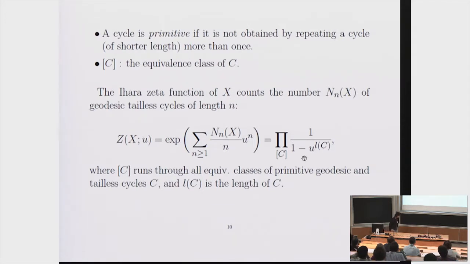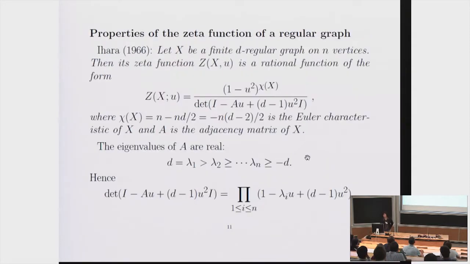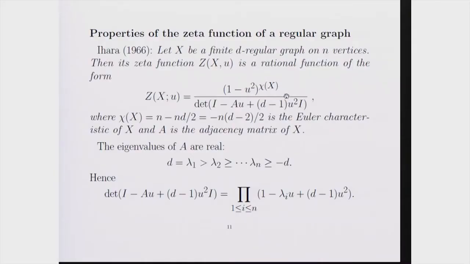Okay. So when we look at the zeta function for curves, we know that it's a rational function. So how about the graphs? Okay. So Ihara showed that if this graph is d-regular, then this zeta function is also a rational function. The numerator is 1 minus u squared raised to the power of the Euler characteristic. So the numerator gives you topological information about a graph. And the denominator is the determinant of the identity matrix minus the adjacency matrix times u plus d minus 1 times u squared times the identity.